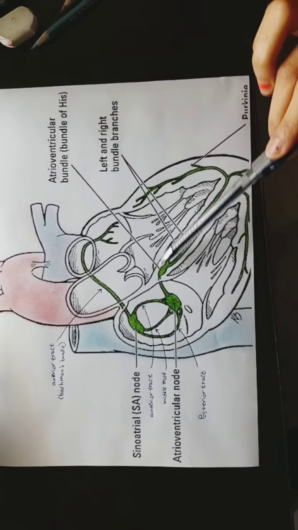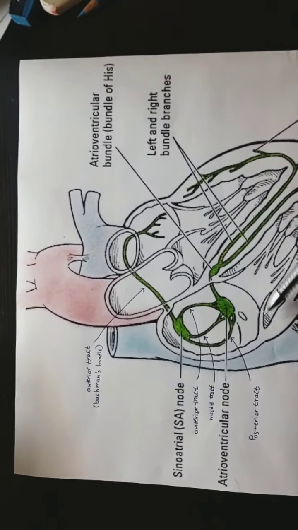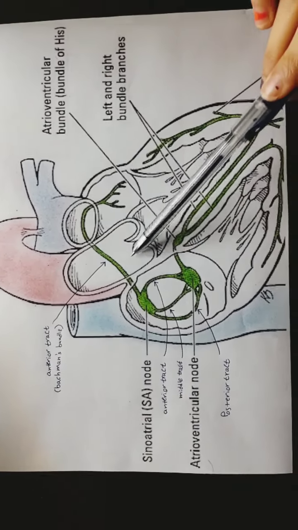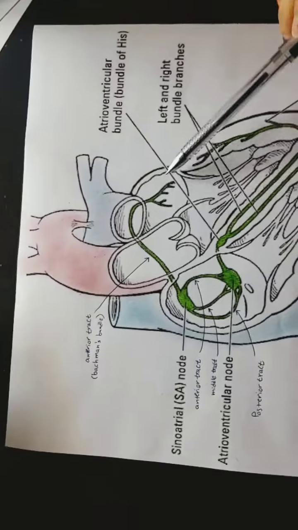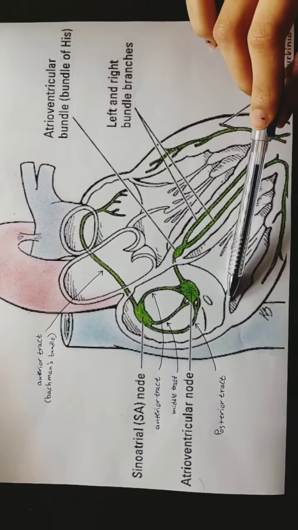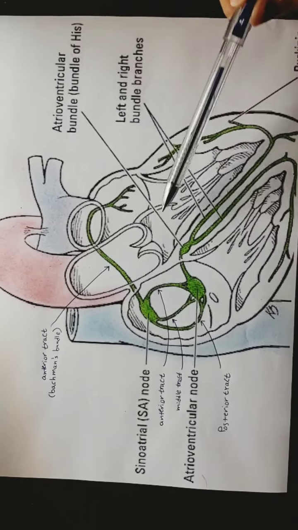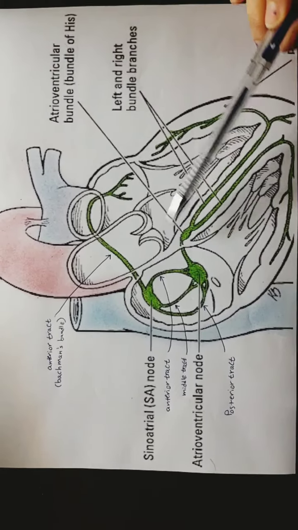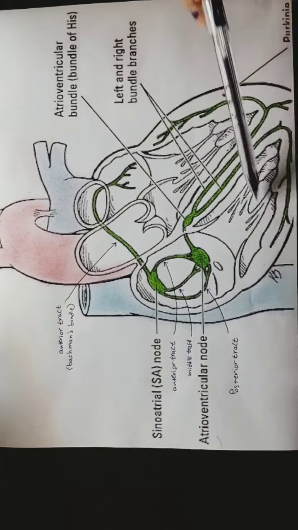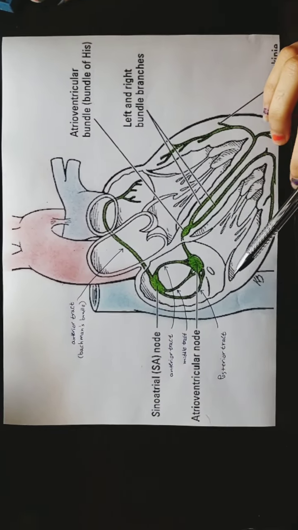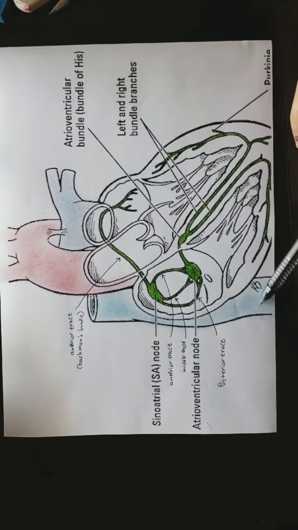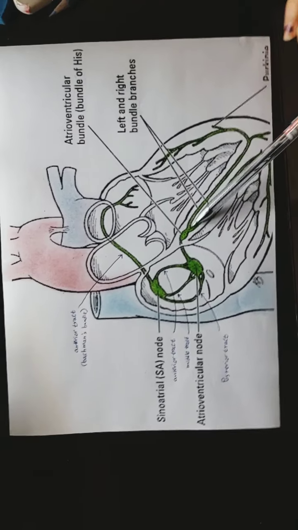Now, why does it only pass through this bundle? It's because here, as you see, we have the tricuspid valve, and here we have the semilunar valve, and here we also have the bicuspid valve. In those valves there's a fibrous skeleton, and that fibrous skeleton insulates the heart. It means it doesn't let the electrical impulses pass. The fibrous skeleton that exists in the walls will stop the electric impulse from passing from any side other than the atrioventricular bundle.